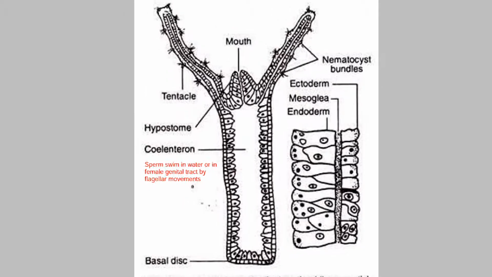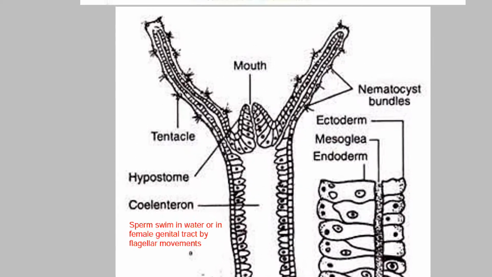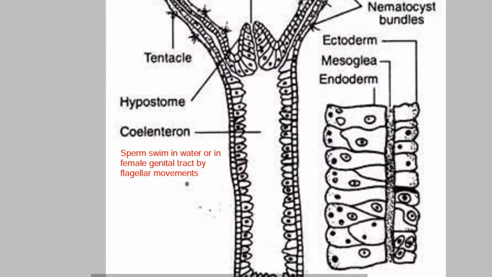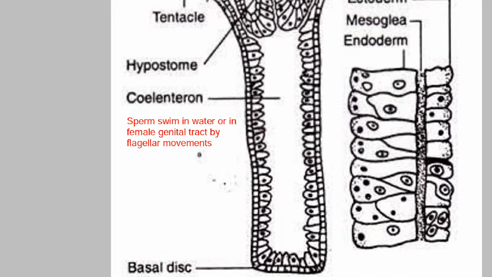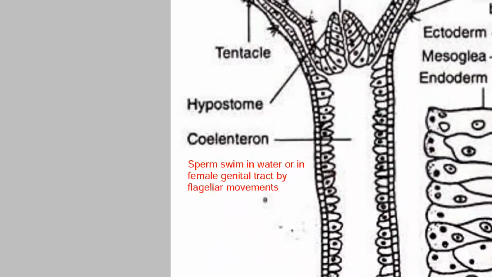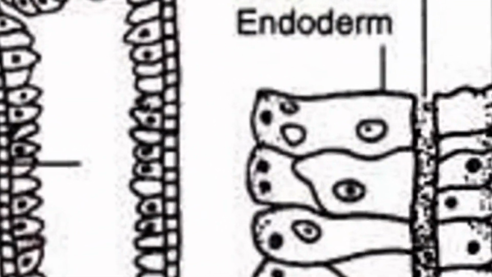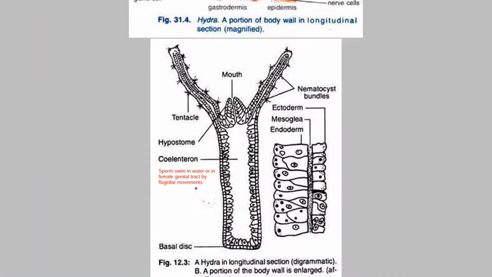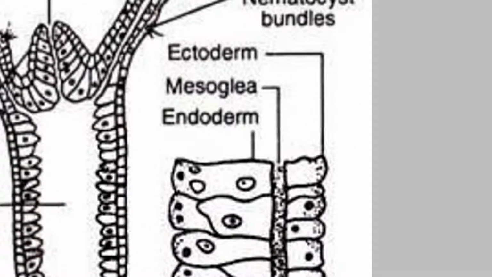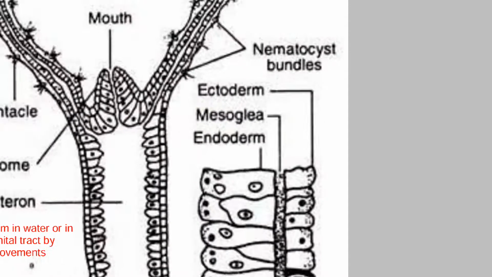Now this is also a figure of Hydra. Here you can see the mouth is shown, then the tentacles are shown, and the inner cavity in the body is known as the coelenteron. This is the body wall they are showing. So there are three layers: the outer one ectoderm, the middle one mesoglea, and the inner one endoderm.